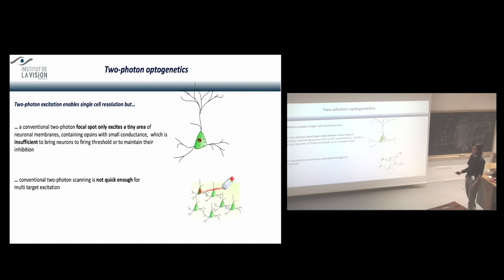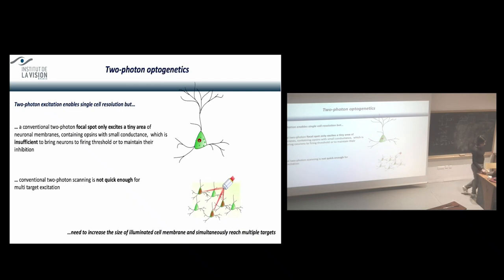And the second point is that if you want to manipulate a cell assembly, multiple cells at the same time, and we go for conventional scanning microscopy, we won't have the time to control a cell assembly within a millisecond temporal scale. So in the end, using two-photon for optogenetics requires an approach that, on one side, enables illuminating more channels at the same time, and also multiplexing the light to multiple targets, so we can eventually control the activity of multiple cells at the same time.